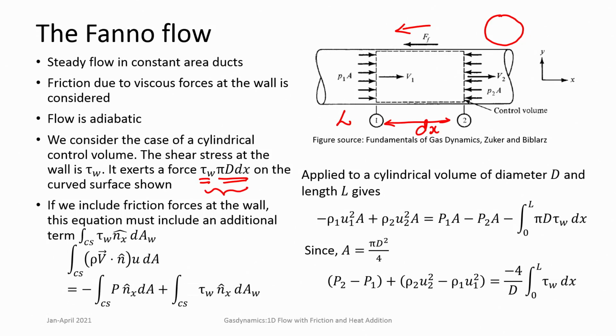Once again the analysis of this flow has to consider all three conservation equations: conservation of mass, momentum, and energy. Here conservation of mass is straightforward. M dot is constant, so it is a constant area duct, so rho v is a constant, because it is a constant area duct. And now we look at the momentum equation.